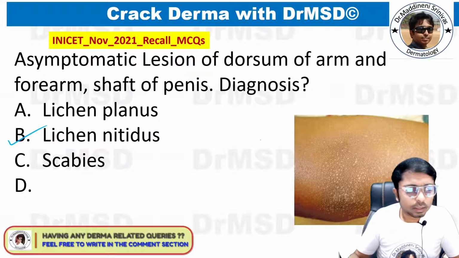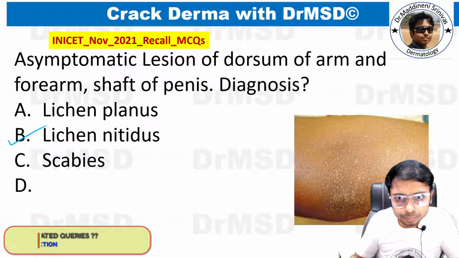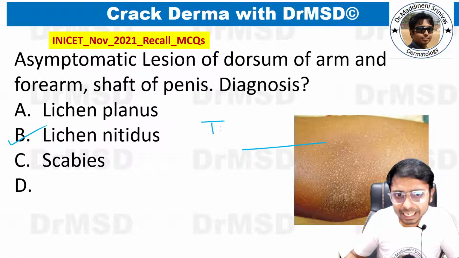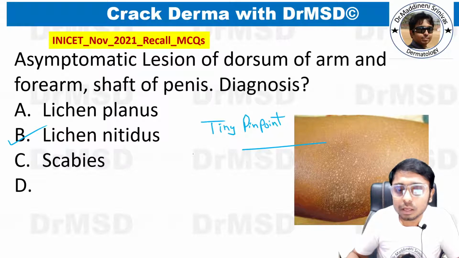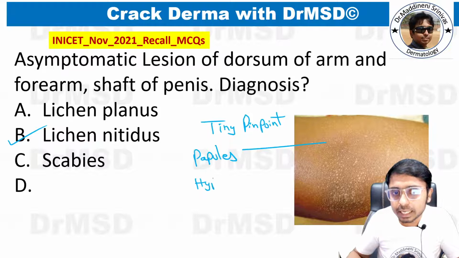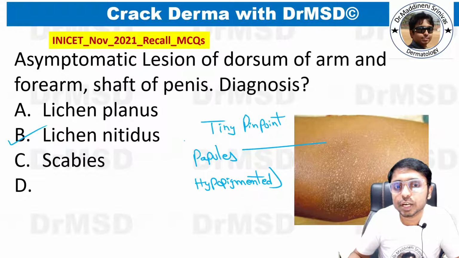So let us see what you are able to see in the image. Tiny pinpoint papules you are able to see, and these papules are also slightly hypopigmented. So these are the characteristics of the lesions which you are able to see.